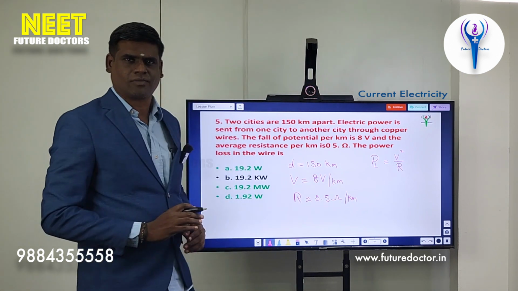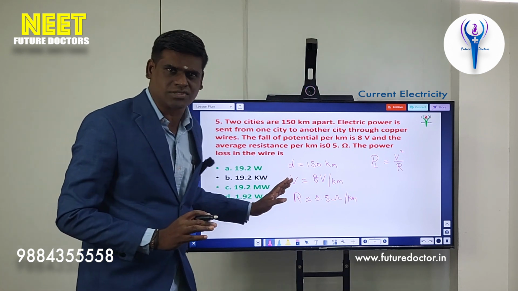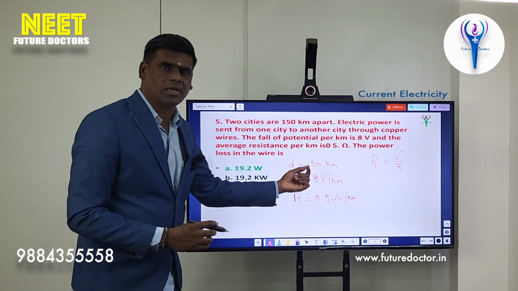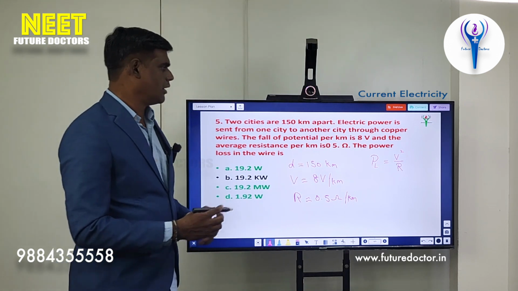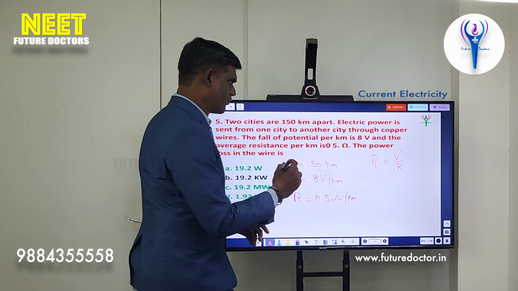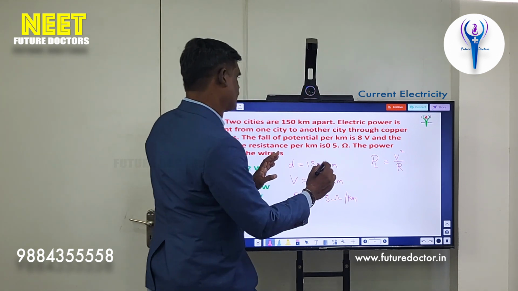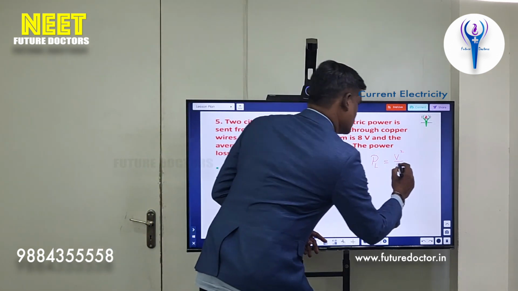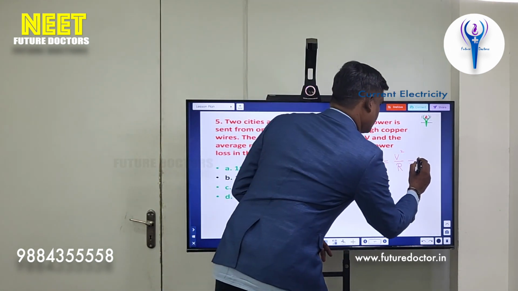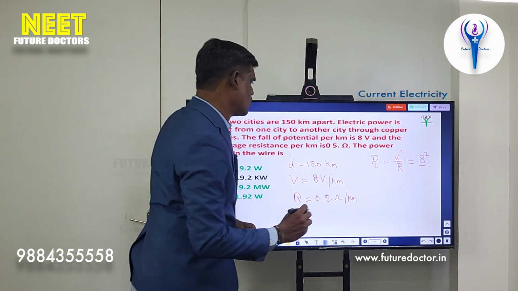This is one way. Another way, directly you substitute here. I feel this is the simplest way, because in the first way you are multiplying by 150 twice. Instead of this, directly you can apply this and at last we can convert. Just you follow this. V is 8 volts, so 8 square divided by R. R is 0.5.